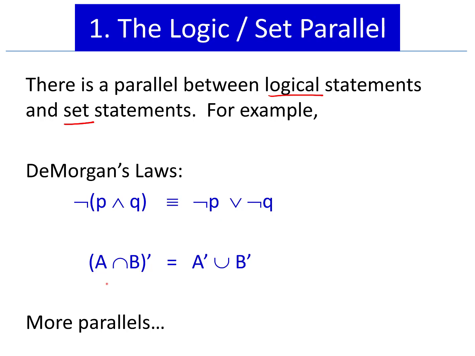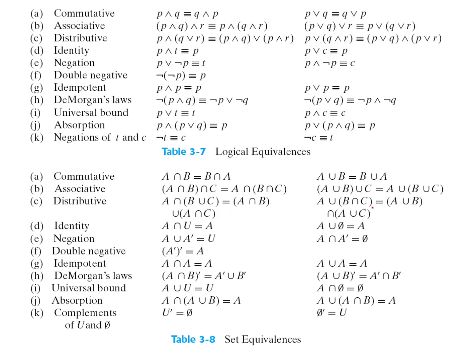Something similar in sets. The complement of A intersect B is A complement union B complement. I can distribute the complement so long as the intersection is turned into a union. And there are many more parallels. All of these, look at this. So that big set of properties that we studied with sets, that's on the bottom, every one of those has its parallel in logic up above.